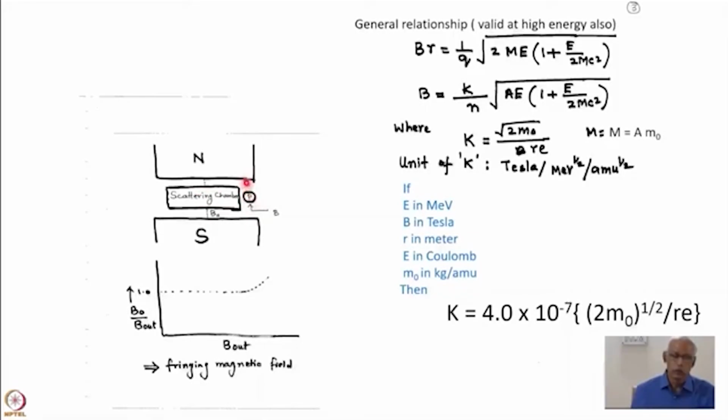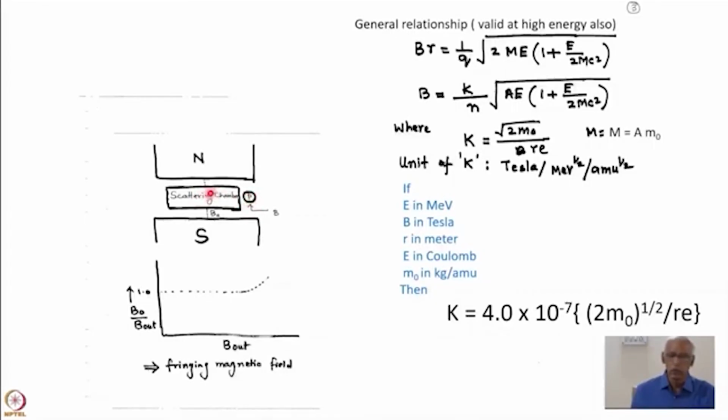Now there is always a fringing field here. The field will not be uniform. In principle, the field should be uniform if you want accurate measurements. In that case, the field should be measured here at the center, where it is uniform. But because of limitations, the magnetic field is measured slightly outside, and that magnetic field may not be equal to the central magnetic field.